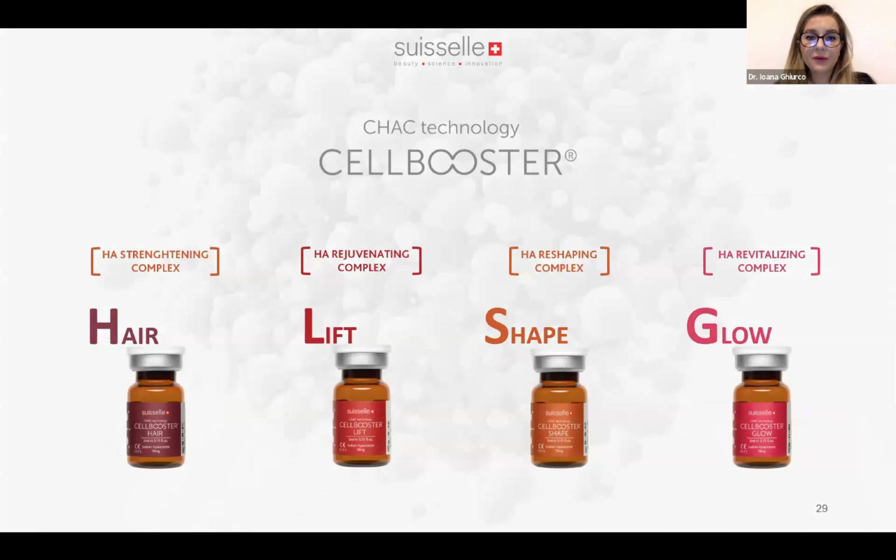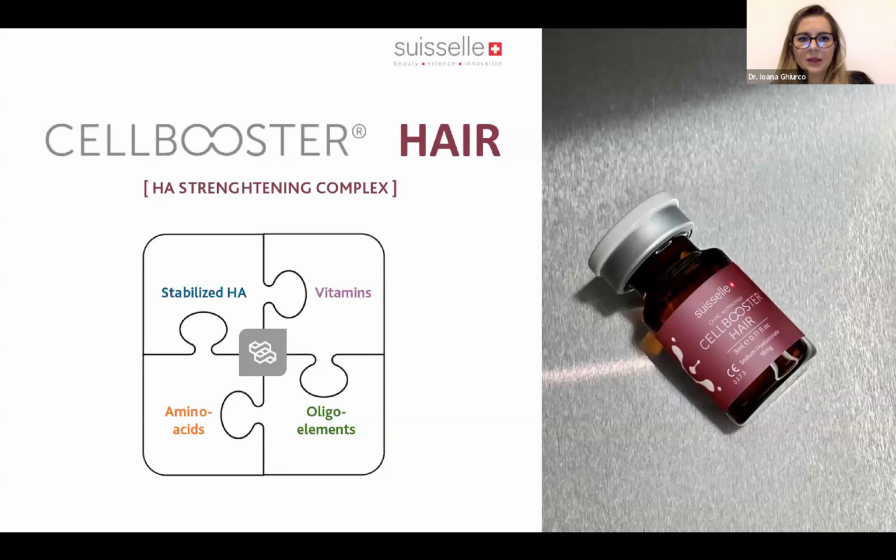As I mentioned, there are four different products, and today we will insist only on the Cell Booster Hair. The other ones are Lift and Glow, which allow us to improve the skin quality, and with Cell Booster Shape, we can reduce small deposits of stubborn fat, or improve the aspect of cellulitis. Next slide. So let's see what's inside this innovative product from Swisel called CELLBOOSTER Hair. Next slide, please.